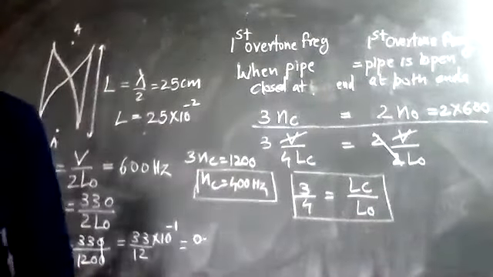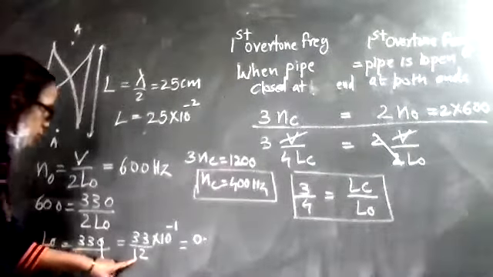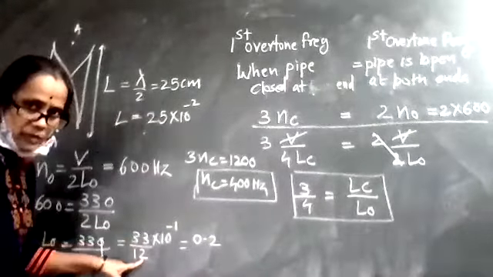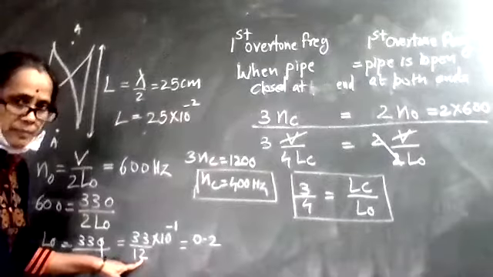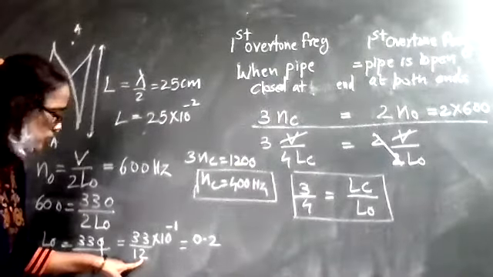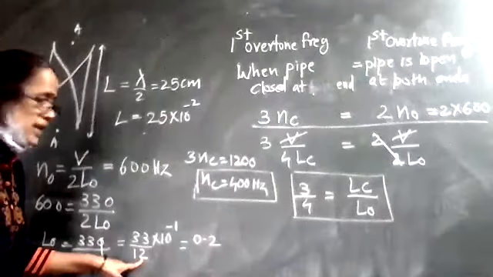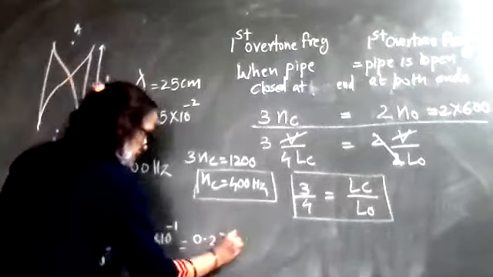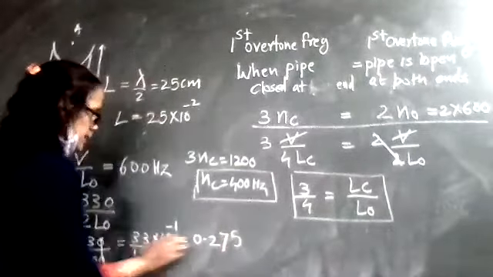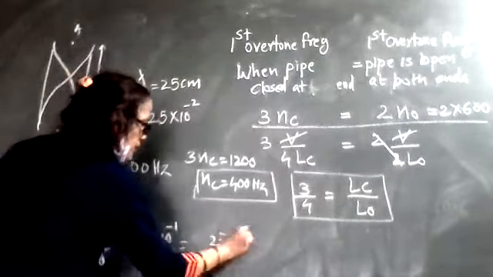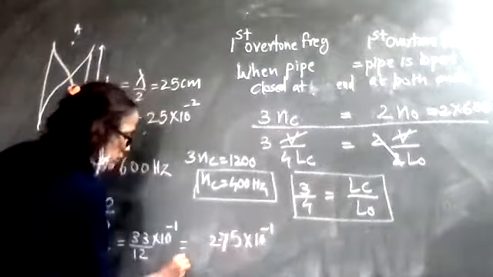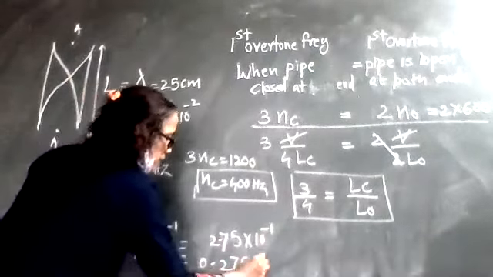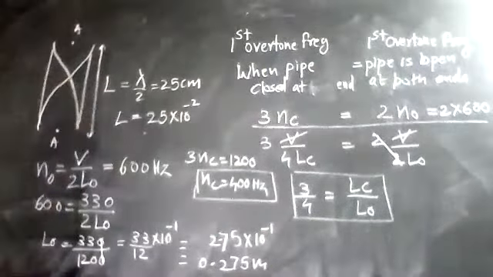And now I can find out its value. So 12 into 2 is 24, 34 minus 24 means 9 is remaining. Right? 9 is remaining, so 90. 12 7s are 84 means 6 is remaining. 12 5s are 60. Here actually it is 2 point something into 10 raised to minus 1. So it will become 0.275 meter. This is my first pipe.